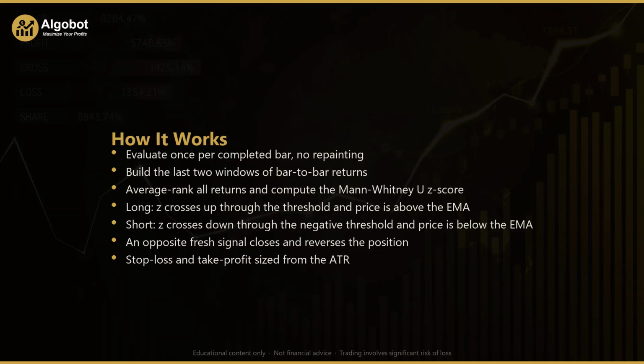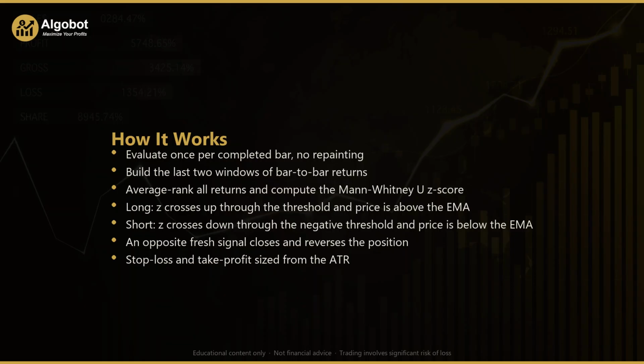The mirror image applies for shorts. A short signal is generated when the z-score crosses down through the negative threshold, and the closing price is below that same baseline. The rules are distinct and symmetric. Position handling is straightforward. If a fresh opposite signal appears while a trade is open, the strategy closes the existing position and reverses into the new direction. If it already holds a position on the same side, it simply stands aside rather than stacking.